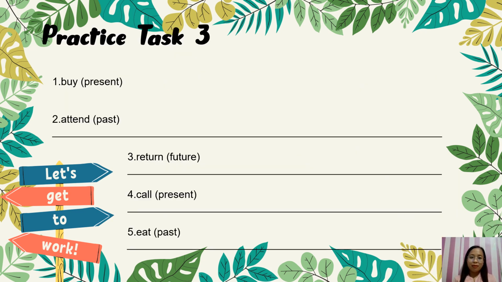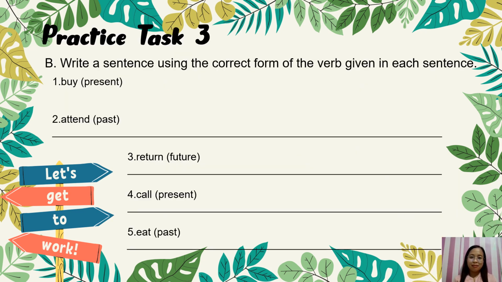Next naman po, ito na yung last sa practice task number 3. You're going to write a sentence using the correct form of the verb given in each sentence. Dito, class, pagawa na kayo ng sarili nyong sentence. Kaya nyo yan, class. Using the verb given. Okay, number 1, buy. Dapat daw, class, nasa present tense. Ano pa po? At number 2, attend. You should use the verb attend in the past.